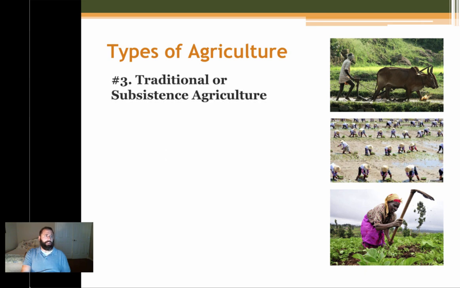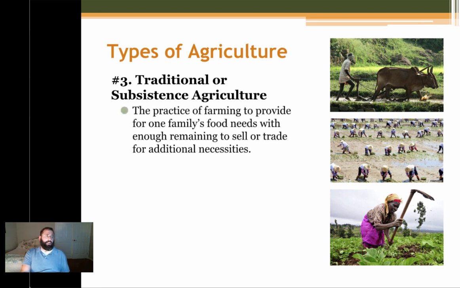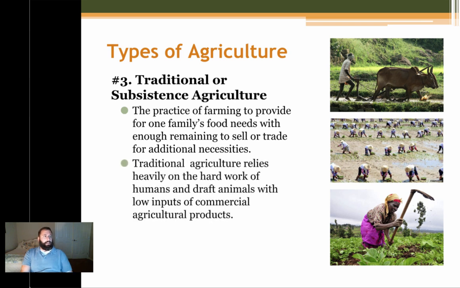Another type of agriculture is subsistence farming. You're going to find this in developing countries, right? This is the practice of farming to provide enough food for yourself and your family, and maybe some extra to sell or trade in the marketplace. This type of agriculture is going to use humans and draft animals to do a lot of the backbreaking work. Pretty difficult way to survive, I think, but a way for many people in our world.